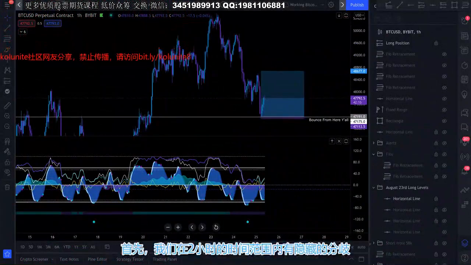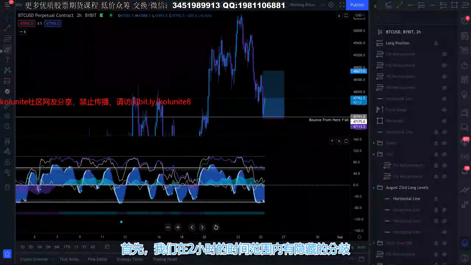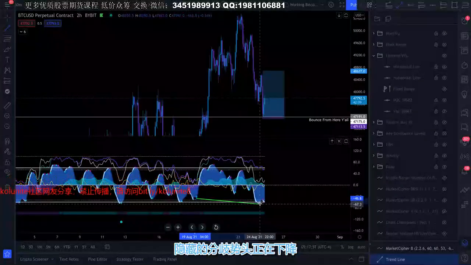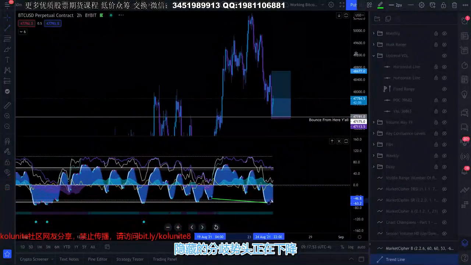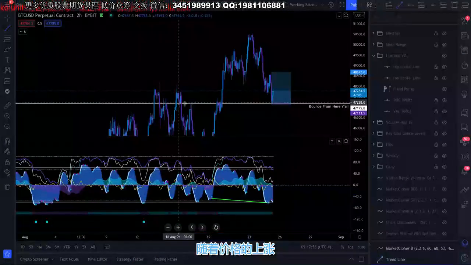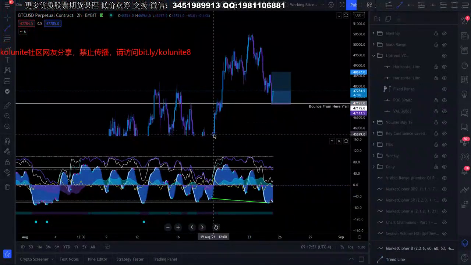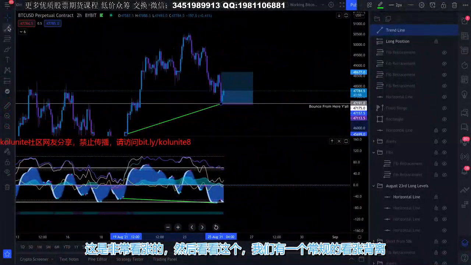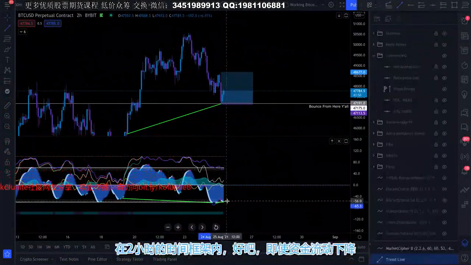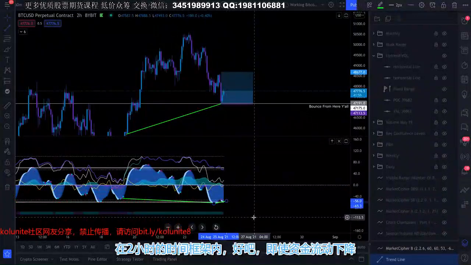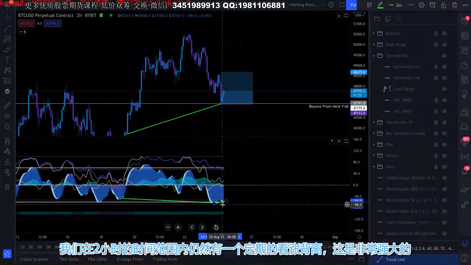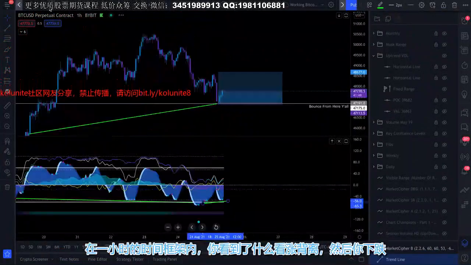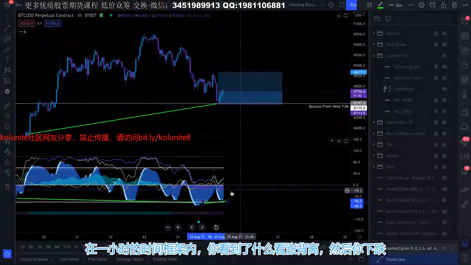Now, first we had the hidden divergence on the 2-hour time frame. Okay, right here, hidden divergence. Momentum is coming down as price is coming up. That's pretty bullish. Then look at this, we had a regular bullish divergence on the 2-hour time frame. Even though money flow is coming down, we still have a regular bullish divergence on the 2-hour time frame. That is pretty powerful. Then you go down to the 1-hour time frame. What do you see? Bullish divergence on the 1-hour time frame.